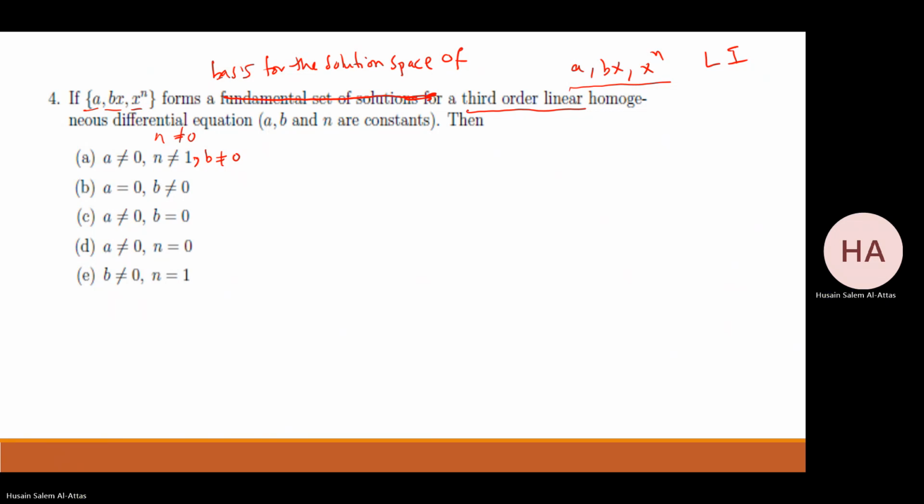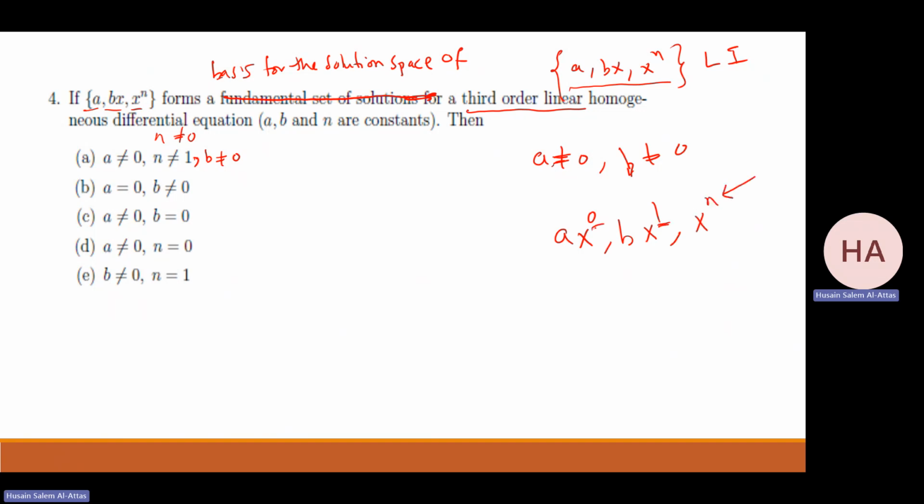For sure, I need a not equal to 0, because if a equals 0, then this set will be linearly dependent. And also I need b not equal to 0. Now when it comes to the powers, I have a x to the power 0, b x to the power 1. So I need n to be not either 1 or 0. So I need n not equal to 0 and n not equal to 1.